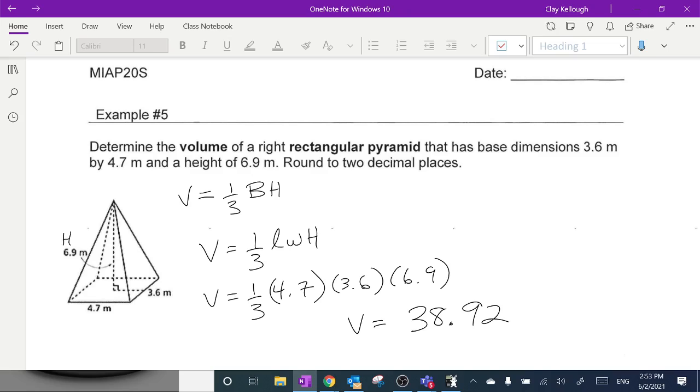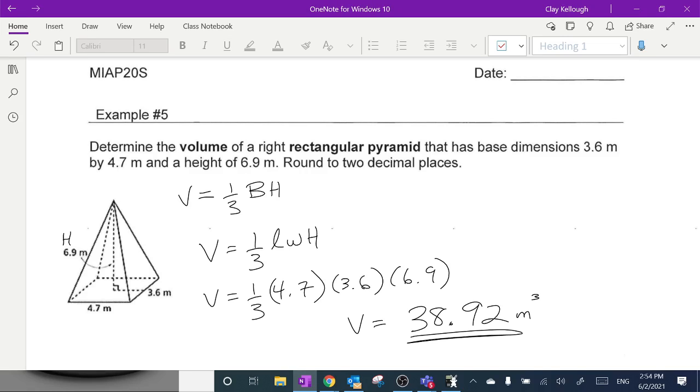And then I ask myself, what units are we in? Cubic meters. So this must be an actual pyramid someplace. I mean, it's 6.9 meters high. That's like 2 stories of a house. Any questions on how I did that? Okay, so that's example 5 with pyramids.